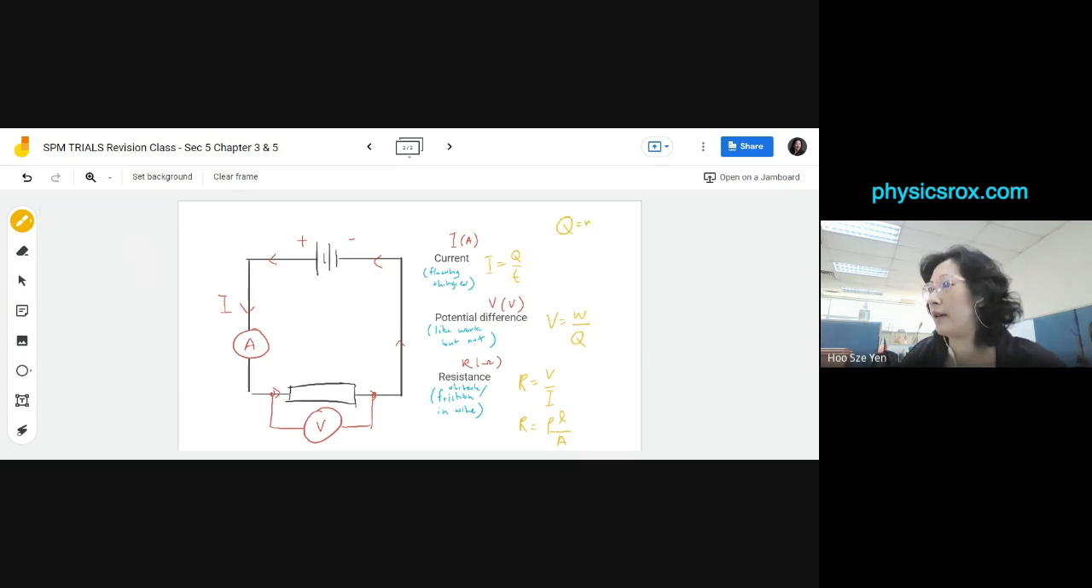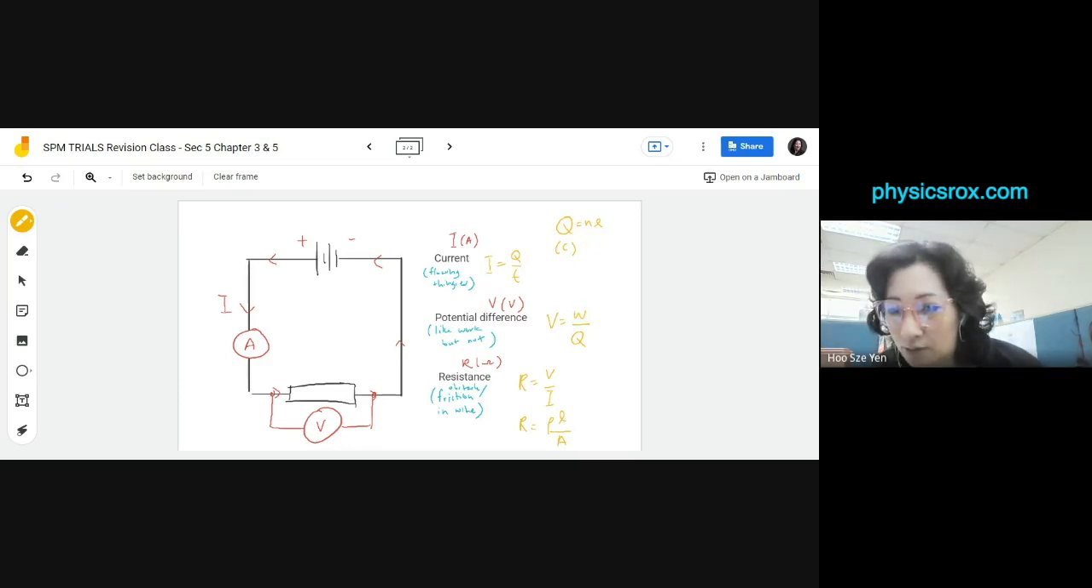Q equals ME, where, remember, Q is the amount of charge, unit C. M is the number of electrons. E is the charge for a single electron, the 1.6. The top R is the resistance of the circuit. The formula at the bottom is with the resistance of wire.